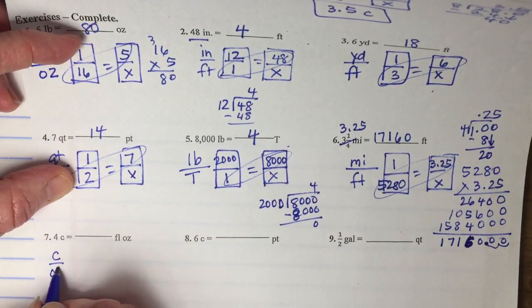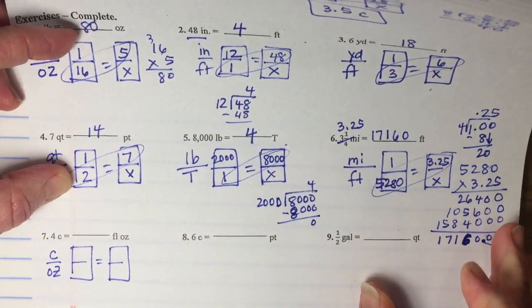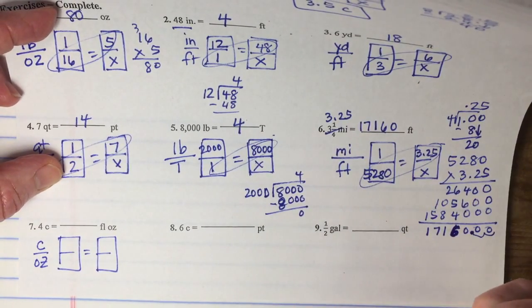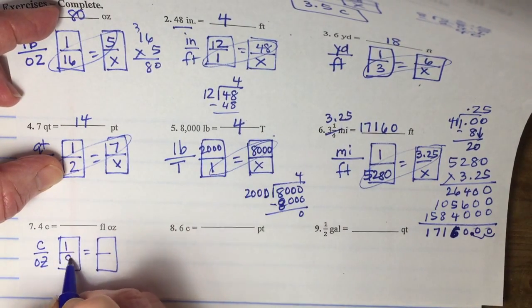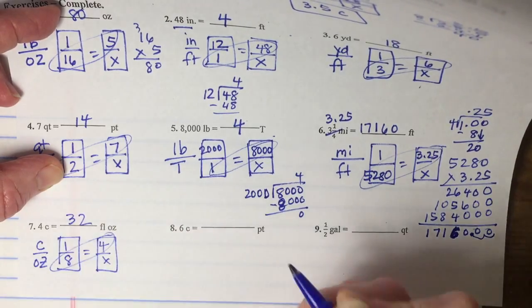All right, and the last row, 4 cups and fluid ounces. So I'm just going to use cups to ounces. I can tell at the top that it says that 1 cup is 8 ounces. So I'm going to fill in the 4 and then multiply. This would be 32 ounces.